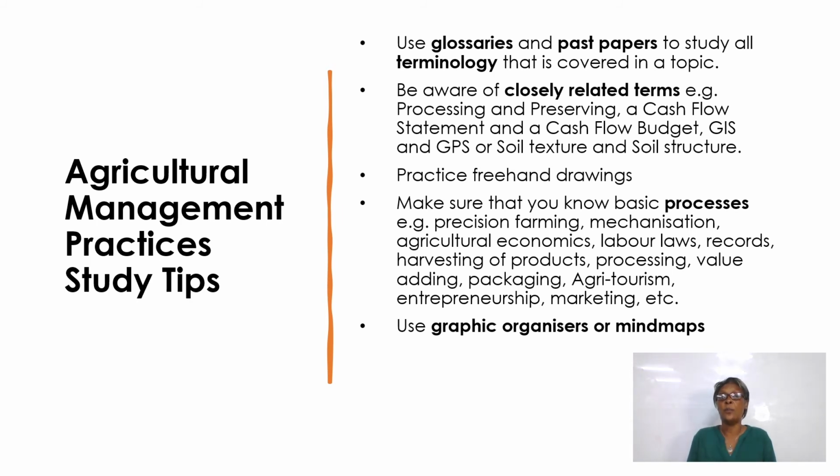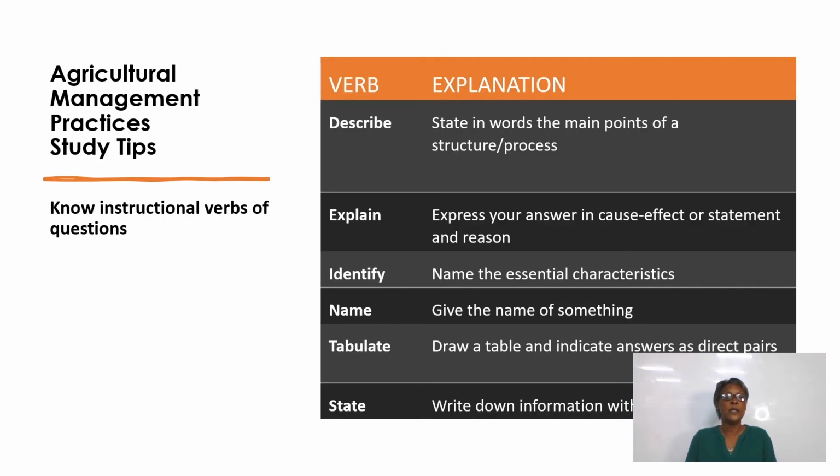Make sure that you know your basic processes. For example, what is precision farming, mechanization, agricultural economics, know your labor laws, your records, harvesting of the products, processing, value adding, packaging, agritourism, entrepreneurship, marketing, etc. And also, you can make use of organizers or mind maps. Know your instructional verbs or questions. This is very important, because when you do not know your verbs, then you find it difficult to know what is being asked of you.